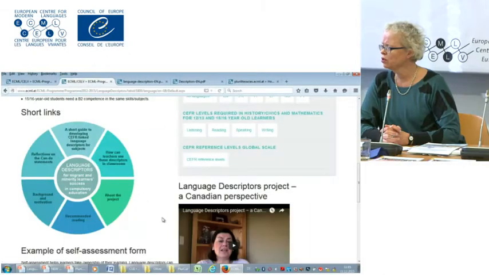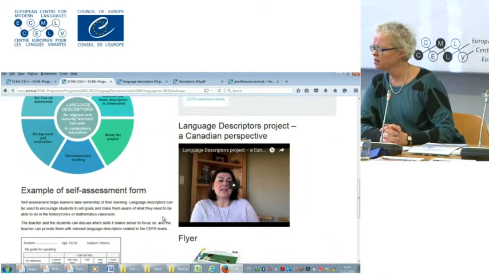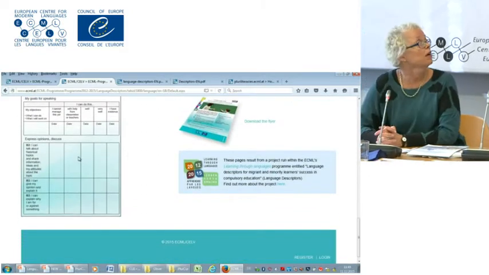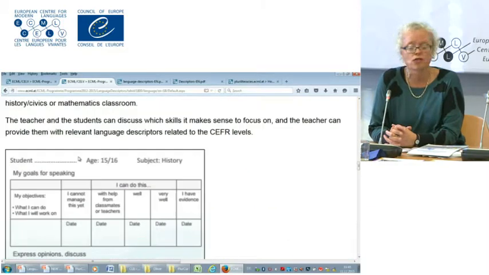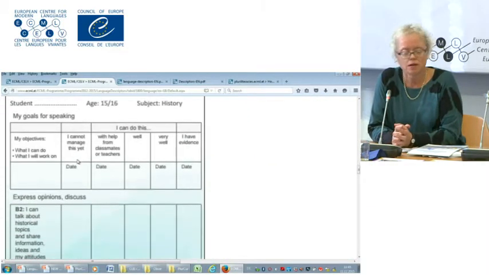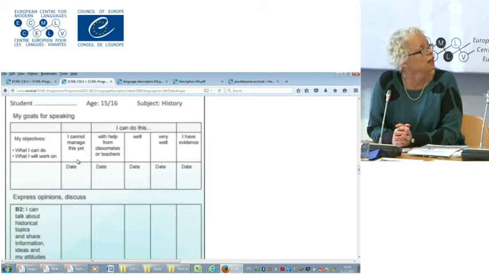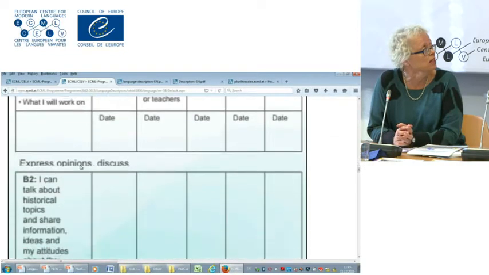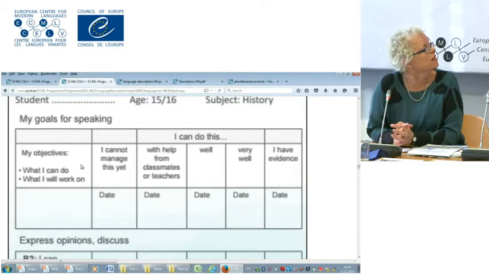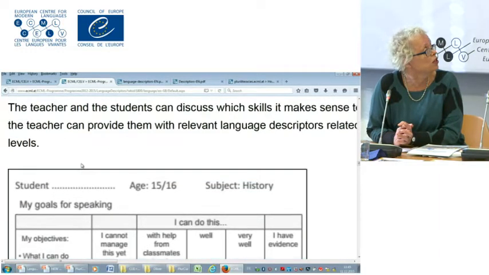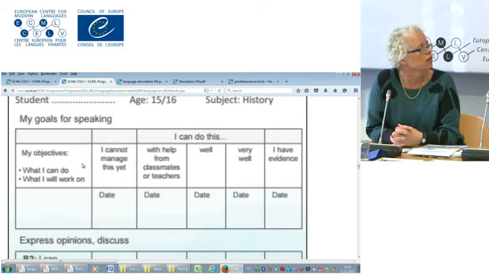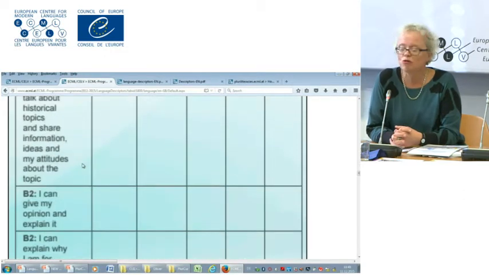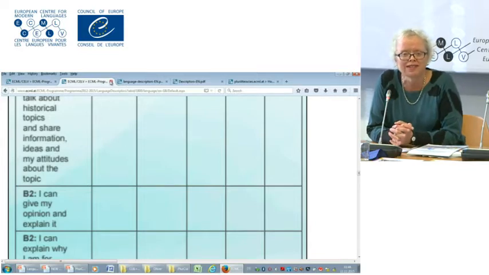Other things I should show about the website? The assessment. Yeah, there. In the publication there is a part addressed to how the descriptors could be used. It's for teachers. And here on the website, you can see just as a self-evaluation scheme where some of the descriptors are included. So I just end my presentation by saying welcome to our website.